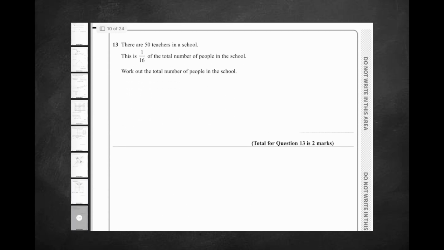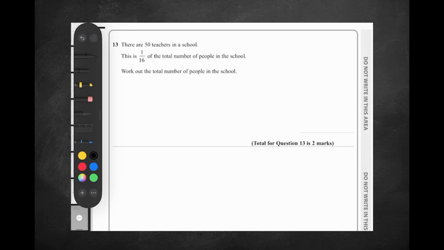Question 13. There are 50 teachers in a school. This is 1/16 of the total number of people in the school. Work out the total number of people in the school. So if 1/16 equals 50, then 16 out of 16 equals 16 times 50. And I'll do that on my calculator. That will be 800 people.